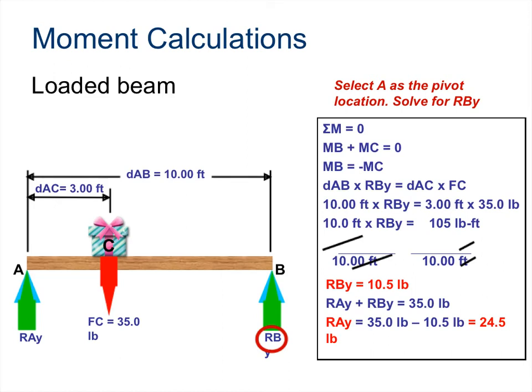And then since the sum of the forces also has to balance out in both the x and y directions, since we have vertical forces going on here, I know that the sum of RAY and RBY has to add up to the force at C. So I'm going to say that RAY plus 10.5 has to equal 35 pounds. And then I can solve for RAY and I get 24.5 pounds.